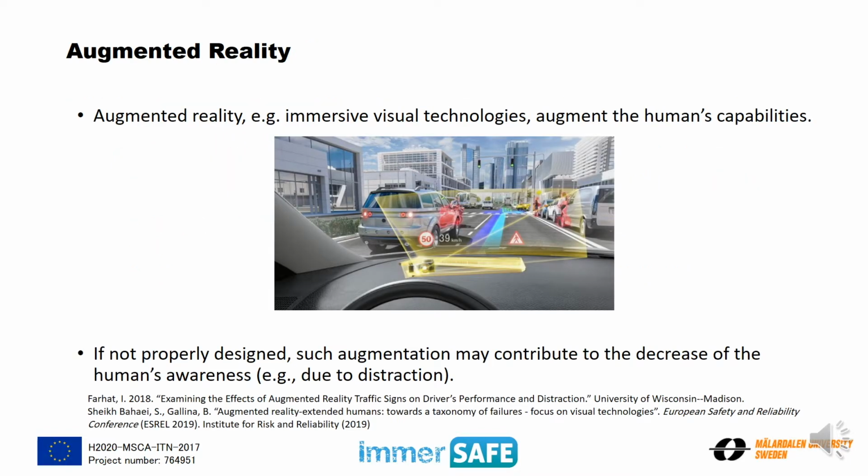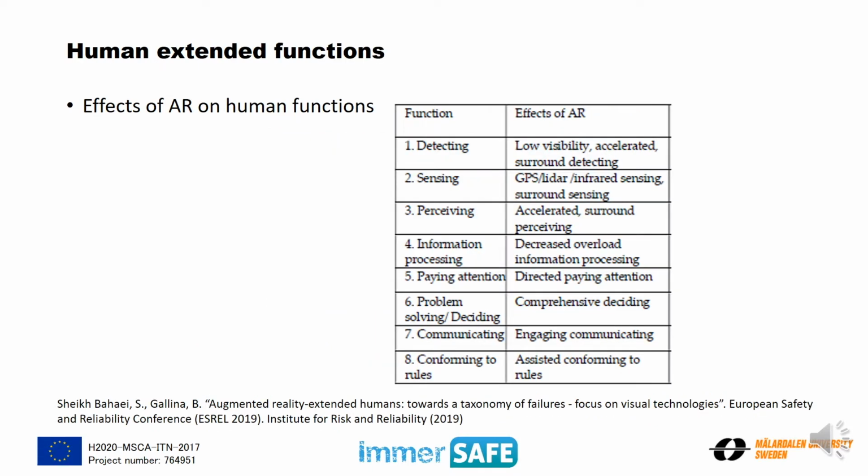Augmented reality, for example, is an immersive visual technology that augments the human's capabilities. For example, in this picture, you can see that some visual information is shown on the windshield of the car as augmented reality. This information can help the driver to decide better, but if it is not properly designed, it may contribute to the decrease of humans' awareness. For example, distracting the driver. We should consider the effect of augmented reality on humans.